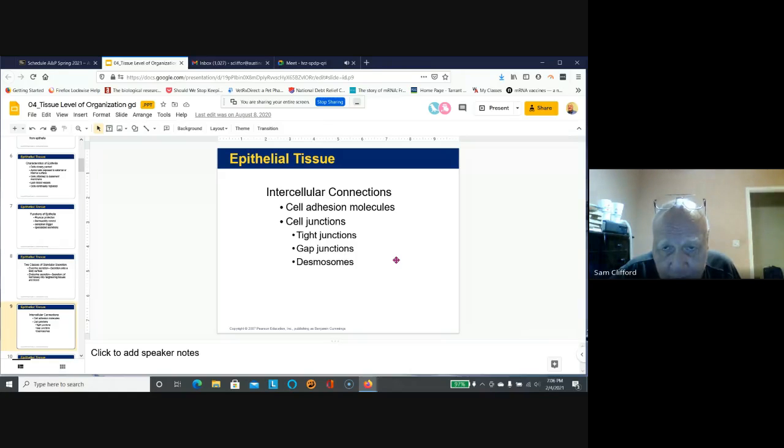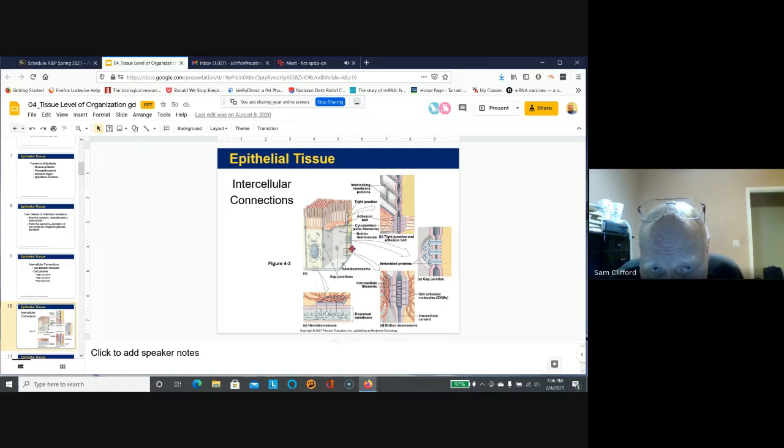In order to control what epithelial tissue is allowed to enter or not enter, they use these structures called cell junctions. All I want you to know is that the types are gap junctions, desmosomes, and tight junctions. So the bottom line is that the cells are held very, very closely together so they don't leak.